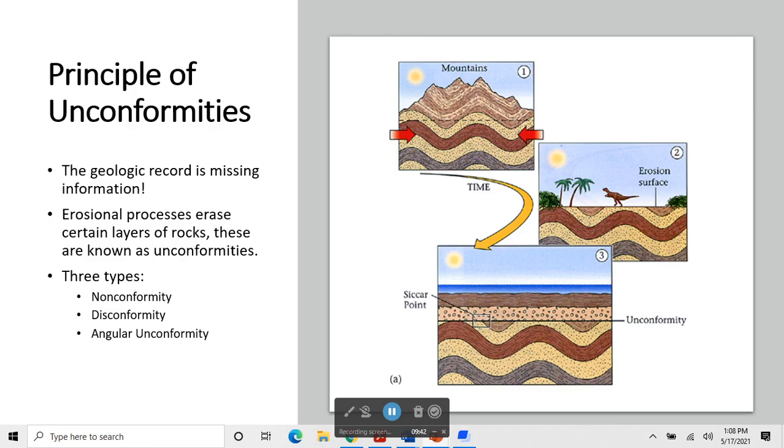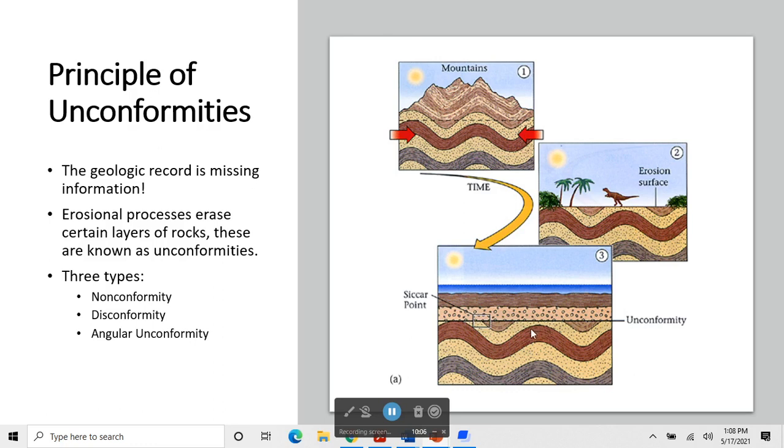The final principle is the principle of unconformities. Now this is very important because the geologic record is extremely long. We have so much information there, but the geologic record is also very biased. There's a lot of missing information. Erosional processes erase certain layers of rocks, and these are known as unconformities.